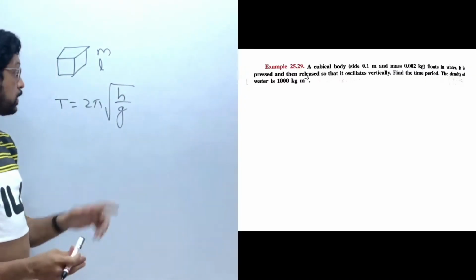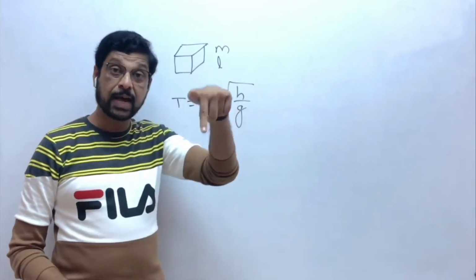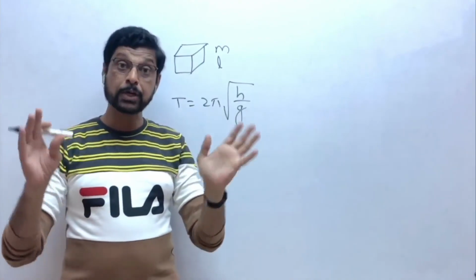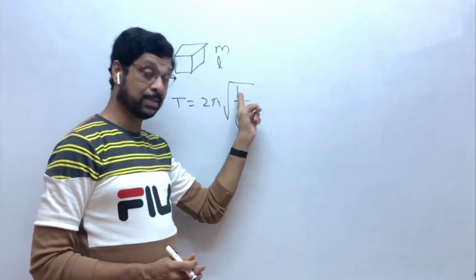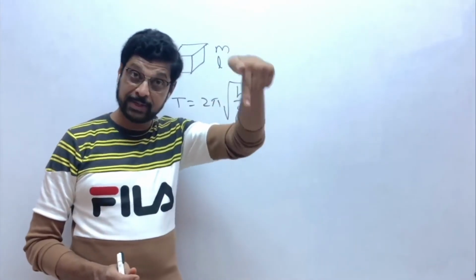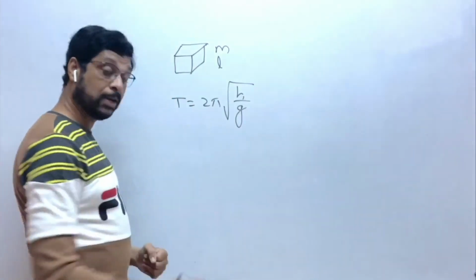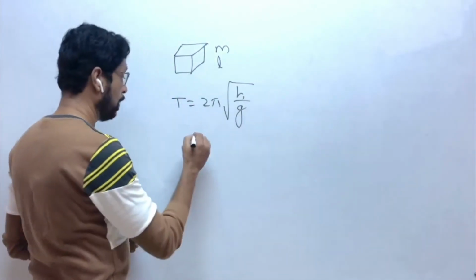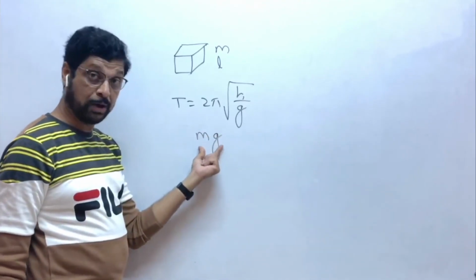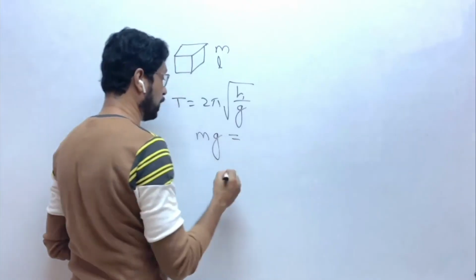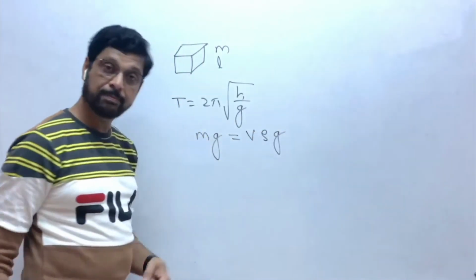Here h is the length of the cube which is inside the liquid, which is not given. So first you'll have to find this. How much length of that cube is inside water? The liquid is water here. For that you can use the law of flotation. Weight of the cube, total weight of the cube, is equal to upthrust, that is V rho g.